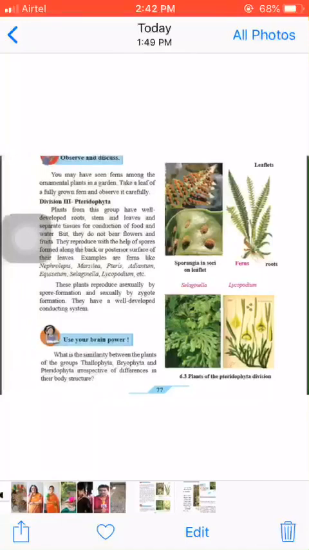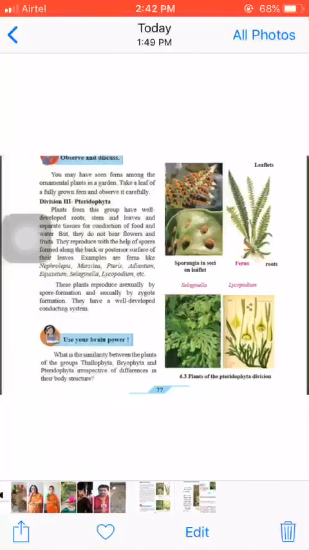In Pteridophyta, the spelling starts with P. P is silent. The pronunciation is Pteridophyta. I am reading the textbook Pteridophyta. It is given on page number 77.